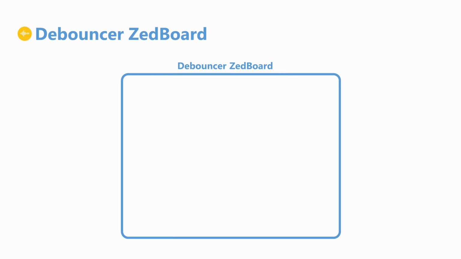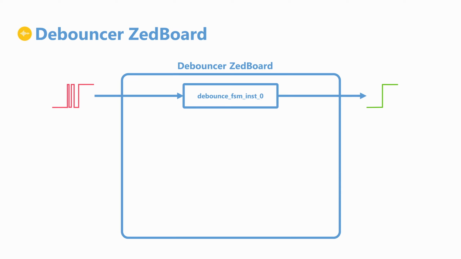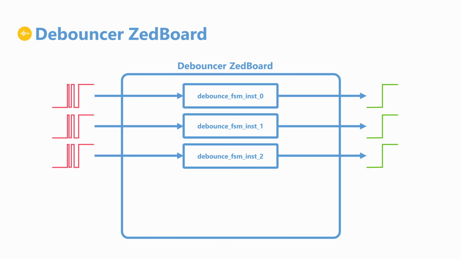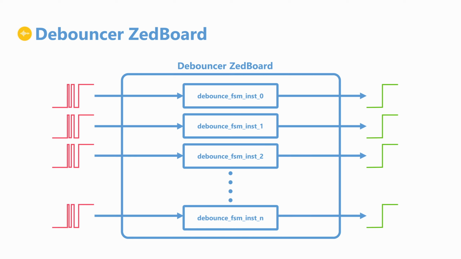The Debounce FSM is a generic, parameterizable core that can be used for debouncing the inputs of any FPGA design on any board. It makes sense to create a module that instantiates as many Debounce FSM cores as required for specific hardware and connects them properly. This is the job of the Debouncer ZedBoard module. This module receives the signals from the physical switches and buttons on the ZedBoard and generates a debounced version of each of them, which can then be used as inputs to our logic.